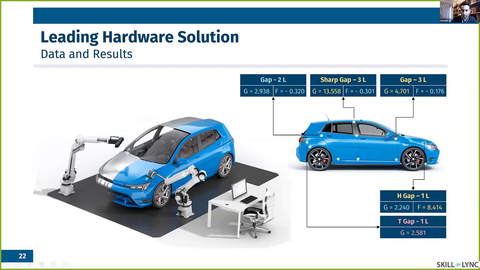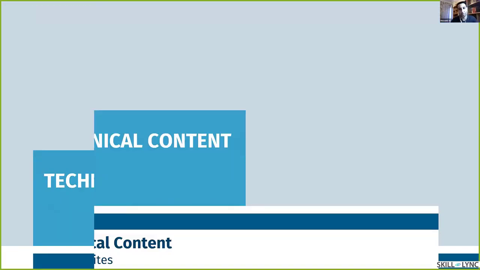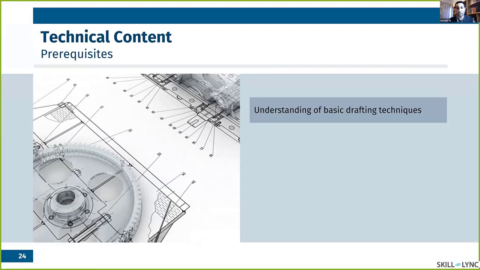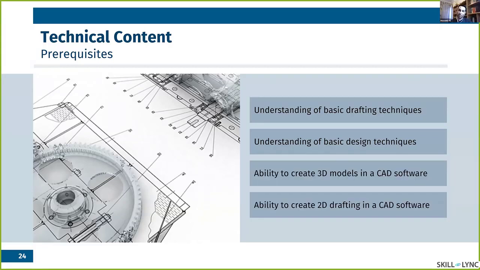Now, let me tell you about the technical content in the course. You see, we need some prerequisites for learning how we should calculate the gap and flushnesses. You need to have an understanding of basic drafting techniques. You need to have an understanding of basic design techniques. I mean, CAD design or such things. You should have the ability to create 3D models in a CAD software, preferably CATIA V5. And you should have the ability to create 2D drafting in the same CAD software.